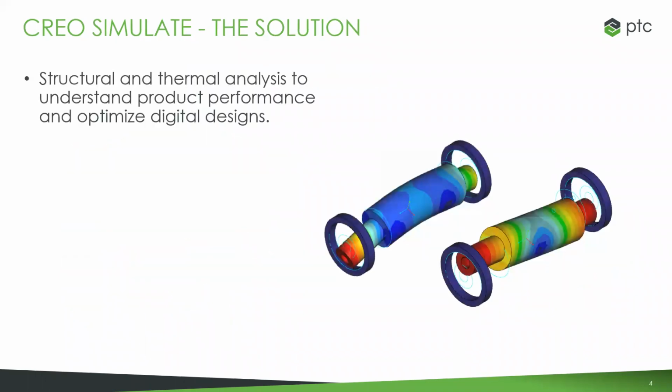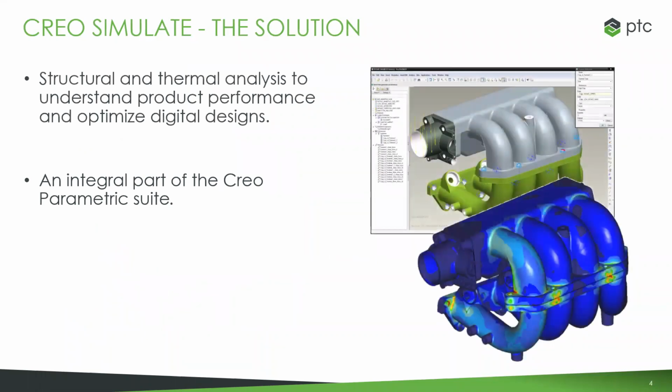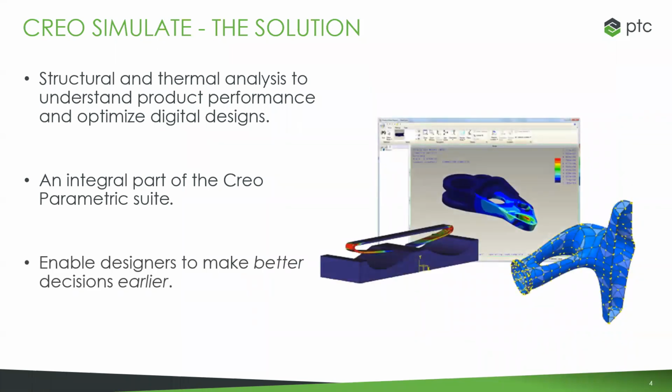Now, Creo Simulate is structural and thermal analysis so you can understand product performance and optimize digital designs. Make sure that you're actually putting out the best possible design you can have. And it's all part of Creo Parametric. You're not using a third-party product. You're not going to a different interface. You simply say, this piece, this part, let's turn it on and analyze it. And this enables you to get analysis involved much earlier in the design process. Rather than analysis just being used in the end, like I said, as a pass-fail, it actually becomes a tool that you can use that guides your decision-making and validates your designs.